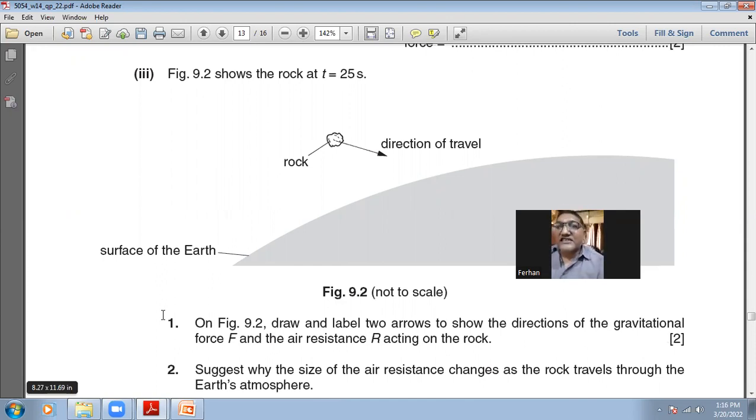You know, the air resistance R will be opposite to the motion. So because the rock is moving in this direction, the air resistance will be opposite to this, exactly on the same line, but in the opposite direction. And the weight will be towards the surface of the earth. Here you can draw a tangent, and it should be normal to this surface. The weight is always towards the center of the earth. So I will draw a line like this, which will make a 90-degree angle with the surface of the earth.